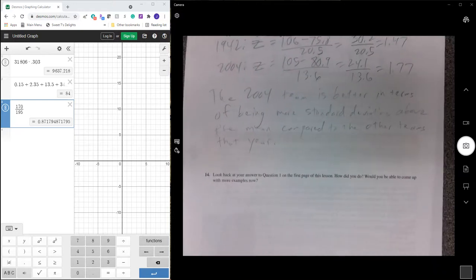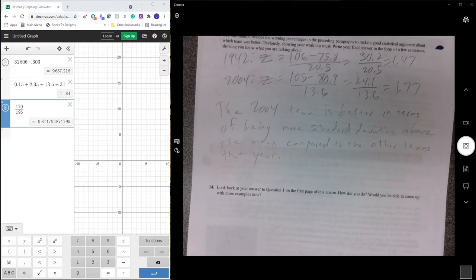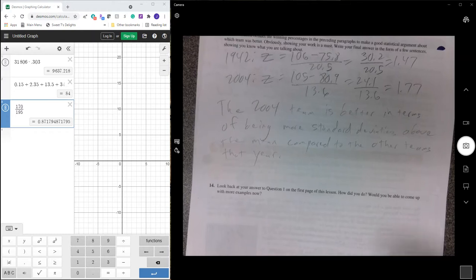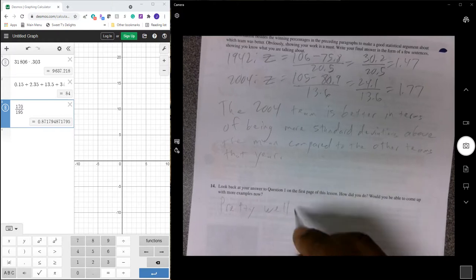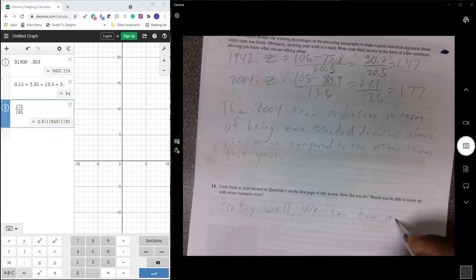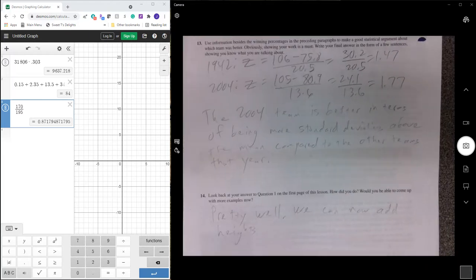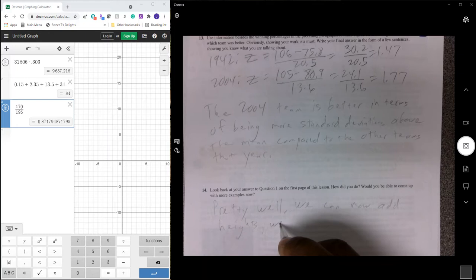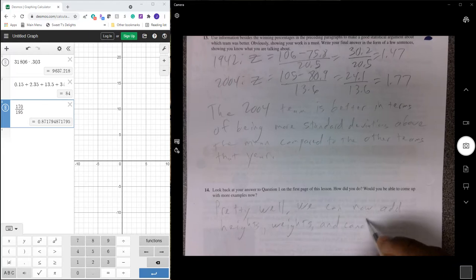Now we come down here to the last problem. It says, look back at your answer to question 1 on the first page of this lesson. How did you do? Would you be able to come up with more examples now? I'd say I did pretty well. We can now add heights, which is from the problem with the women and their heights, weights, and candy in a package.